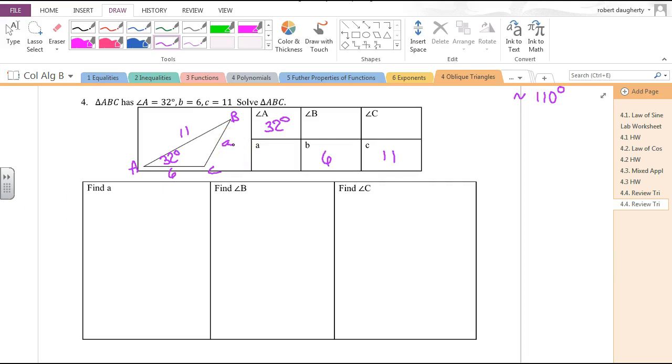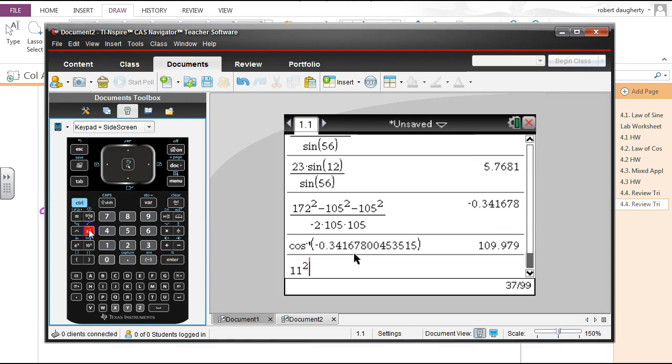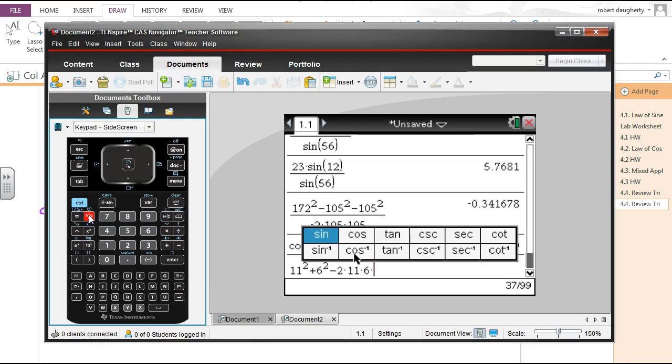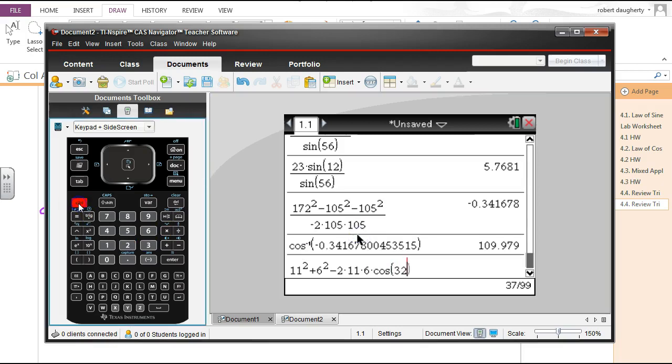According to the law of cosines, A squared is going to be equal to 11 squared plus 6 squared minus 2 times 11 times 6 times the cosine of 32. So let's figure out on the calculator, what is 11 squared plus 6 squared minus 2 times 11 times 6 times the cosine of 32.